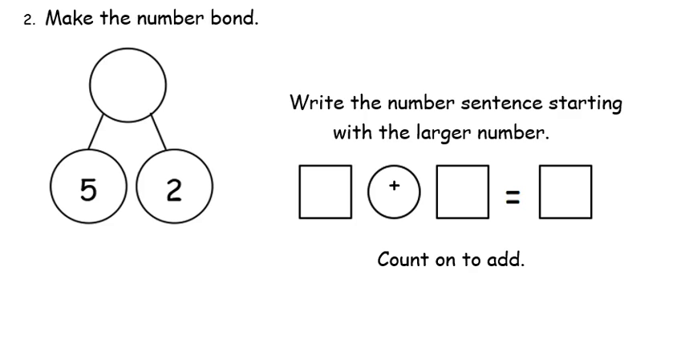We'll use the same strategy to finish this number bond. Here I have a 5 and a 2. I'll write my sentence starting with the larger number. So I'll start with 5. To that I will add 2. In order to find my sum, I would count 5, 6, 7. 7 is my total, and that tells me that is the whole part of the number bond. 7 is made up of 5 and 2.